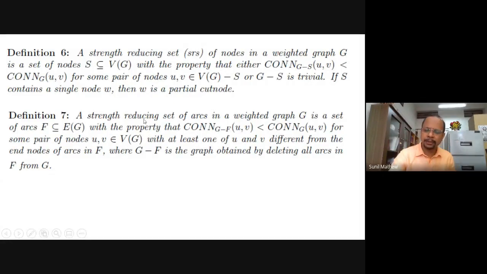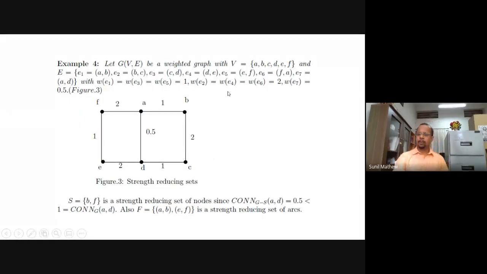Similarly, we define a strength reducing set of arcs. This is that of vertex cut, and this is that of edge cut, generalizing vertex cuts and edge cuts. Fine? Okay. Just look at this graph. B, F, take B and F. If you remove these two, it will affect the strength of connectedness between some other pair of nodes. Okay? You may just find it yourself. So this is a strength reducing set of nodes. Similarly, you can find a strength reducing set of arcs also. Fine? It is not necessary that it has to reduce the strength between all pairs of nodes or something of that type. Just one pair is enough.